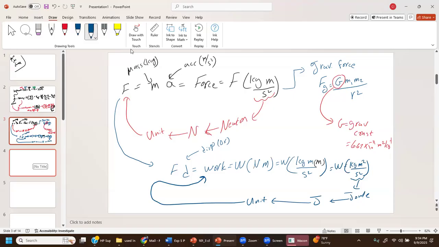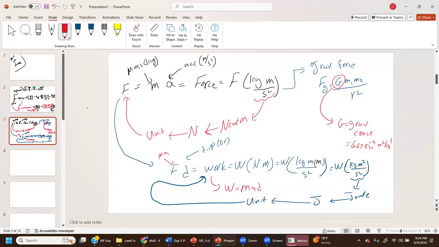Now, your work, by the way, is going to equal force times your distance. So your work equals your force times your distance, but your force, we said, is equal to mass times acceleration. So your work is your mass times acceleration times your distance.